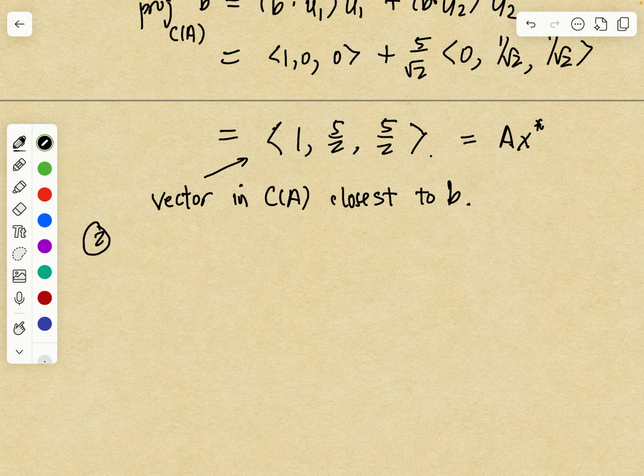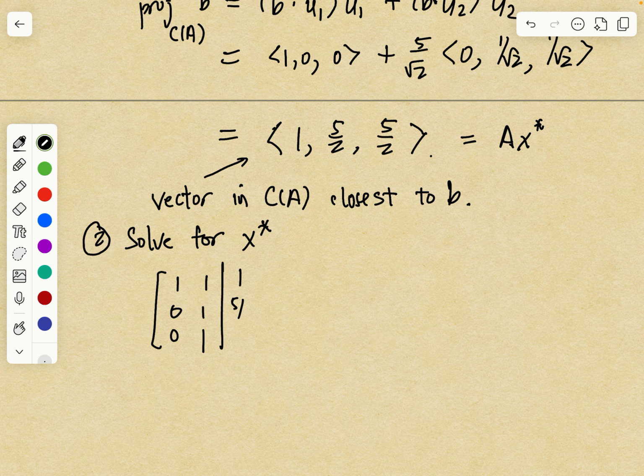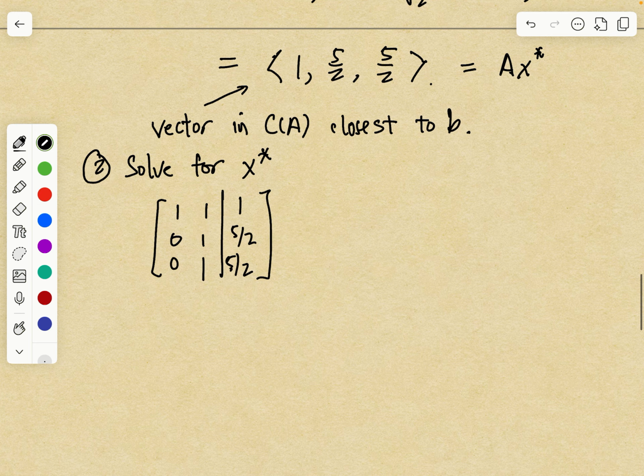So now our next step is to solve for X star. And that's easy because we know what A is. A is this matrix, okay? And then we augment it with this vector, AX star. That's 1, 5 halves, 5 halves. And we need to solve for X star. So now we just use row reduction, but you can actually see what the solution is going to be because this matrix times X star has to give you this.